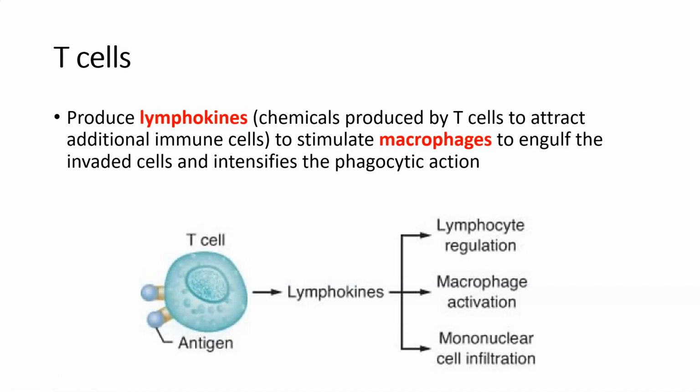So we're going to be looking at lymphokines now. A lot of these words sound similar, but let's just go with it and we'll go back and review it in a moment. T cells produce lymphokines, and these are chemicals that attract additional immune cells. Essentially what they're trying to do is mount a more intense response by the immune system. So it stimulates macrophages that will then go ahead and engulf that infected cell and its contents. So it intensifies that phagocytic action.